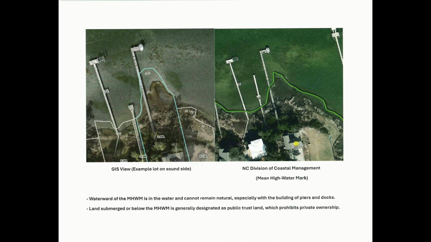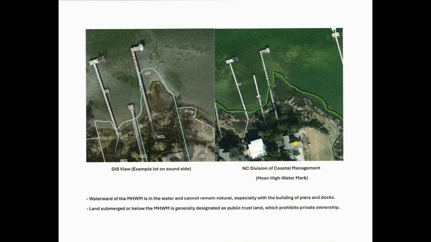Okay, so the first one, I just picked a random lot off the sound side. The first one is a GIS view example. And then we turned on the mean high water mark through the Division of Coastal Management website, and that's where it's at. So you can see that waterward of that line is all water that can be disturbed. People can build piers there and whatever else the case may be. As you can see, none of the land is counted in that. It's just all water, so we wouldn't count that in our natural area calculations.